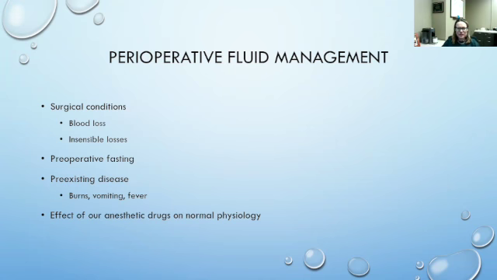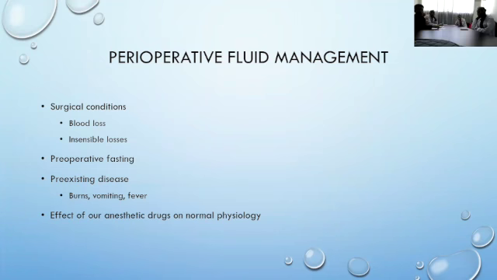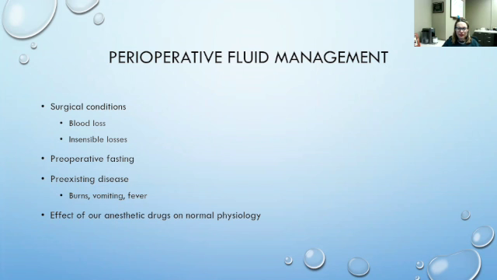So, some perioperative fluid management, because you all do anesthesia. Surgical conditions cause us to need to give patients fluid. So blood loss, but also insensible losses. The fluid that somebody needs from, say, a major laparotomy is probably close to 500 to 800 cc's of fluid per hour, just because there's so much insensible loss from a big incision and all of their bowel being exposed to the air and losing fluid that way.